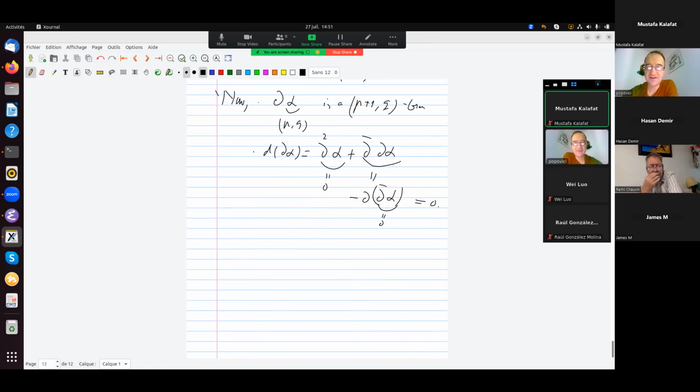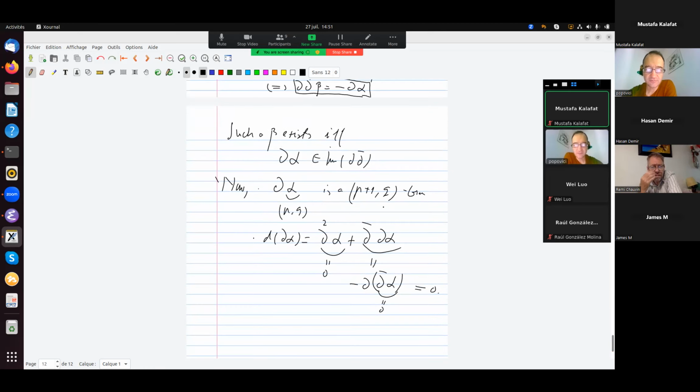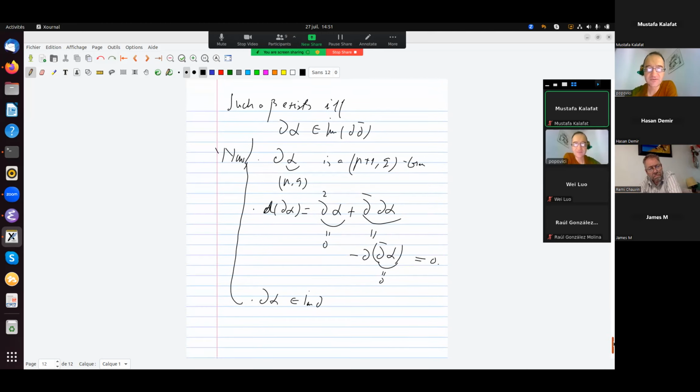So our ∂α is a (p,q) form. In other words, a (p+1,q) form. In other words, it has pure type. It is d-closed because d of it is 0, as we just saw. And on the other hand, ∂α is obviously in the image of ∂ by construction, right? Because it is ∂ of something. In other words, we can apply the ∂∂̄ assumption to it, right? It's a pure type form that's d-closed and it is ∂-exact.